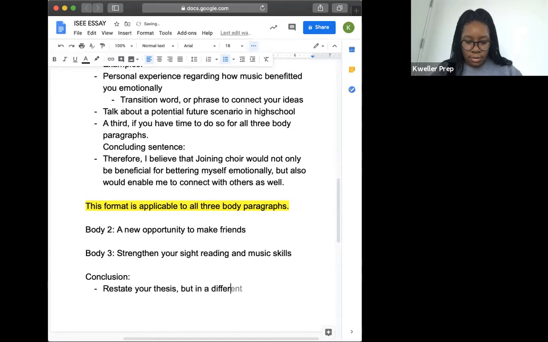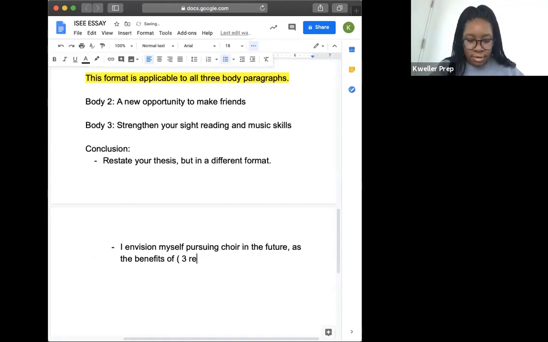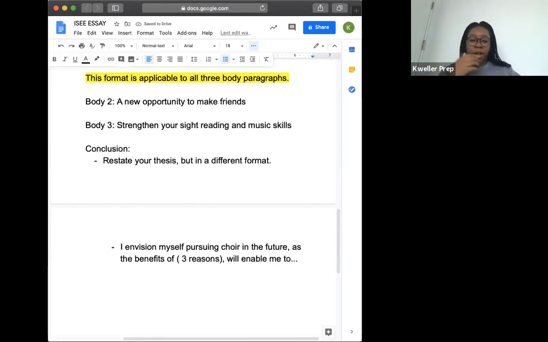in a similar ideas, different format. So it could start off with something along the lines of, you envision yourself pursuing choir in the future as the benefits of, then your three reasons, will have some benefit, will enable me to blank, and you would fill that in with whatever fits the prompt.